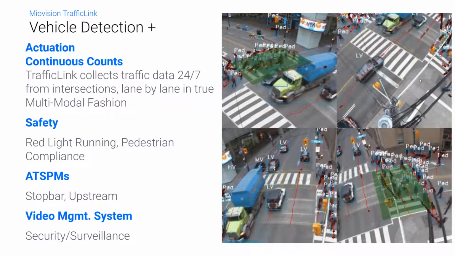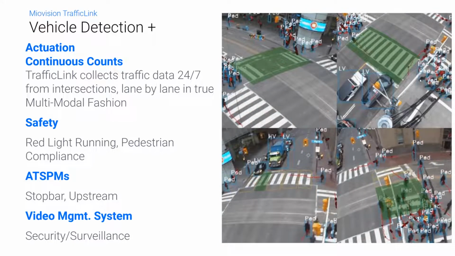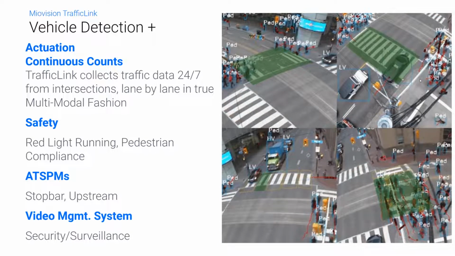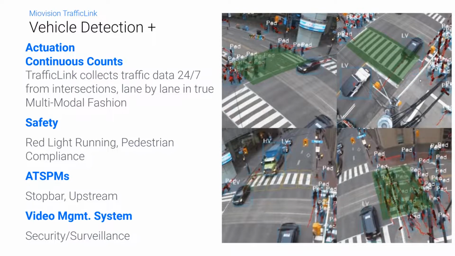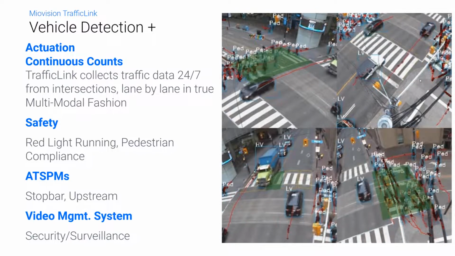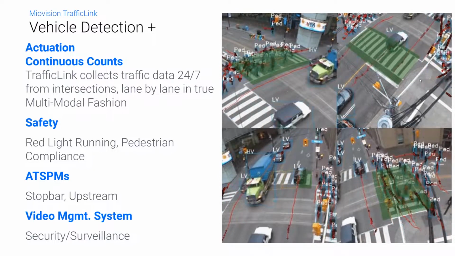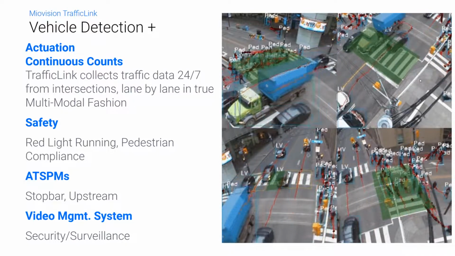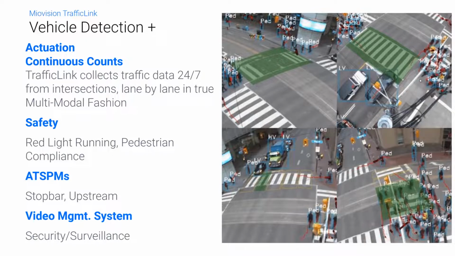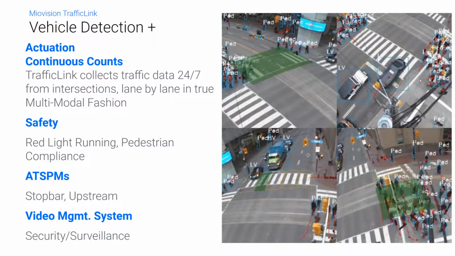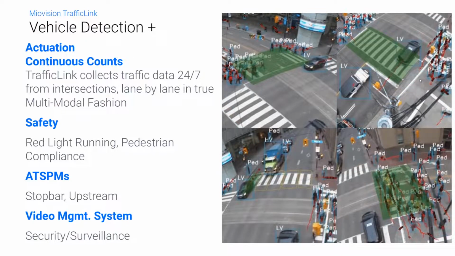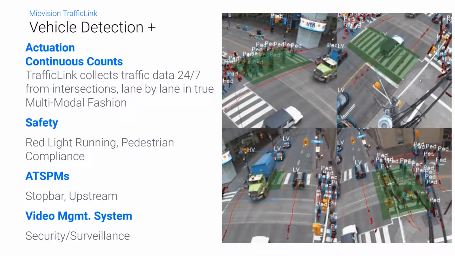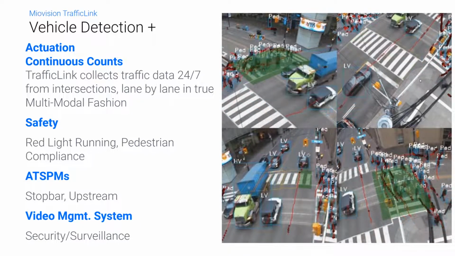ATSPMs, which I mentioned, using stop bar detection and upstream detection, we can do an array of automated traffic signal performance measures. And then also video management: you can tap in in real time and view the intersection. We can actually pull our RTSP feed into any existing video system. So if in the city of Detroit they're using a Genetec system, or in the town of Amherst they're using an Exacq Vision system, we can take our video stream and pull it into those existing platforms.